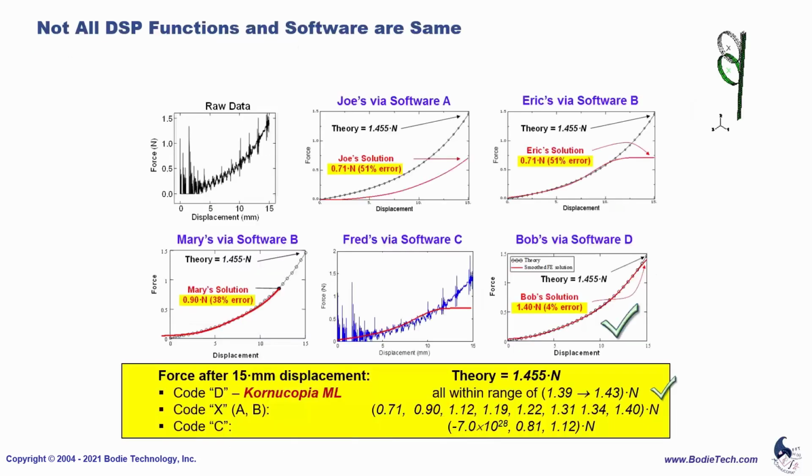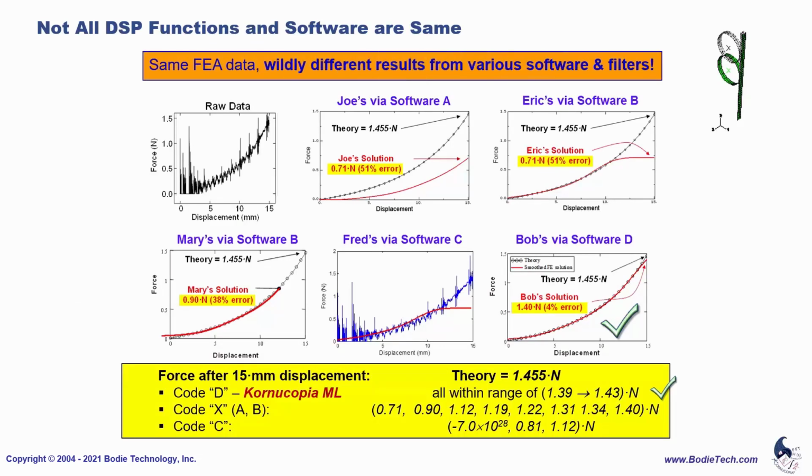If we look at this a little bit closer, we can see the raw data and the various filtered results in this analysis. One of the key things you see is that with the same FEA data, wildly different results can be achieved from various software and filters. Bob's accurate result was produced by Kornucopia.